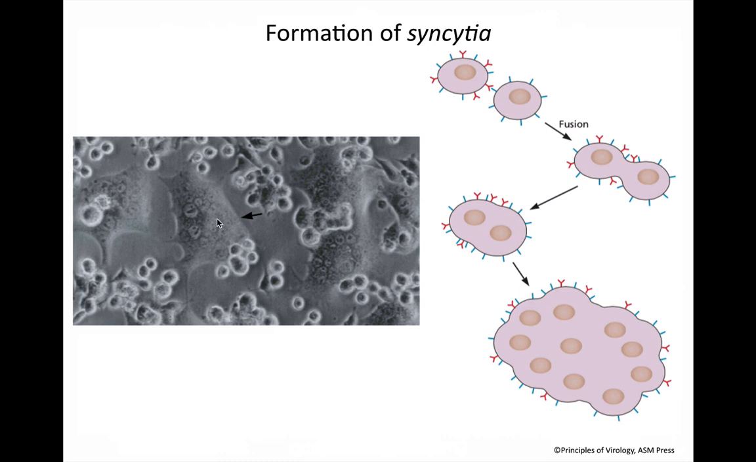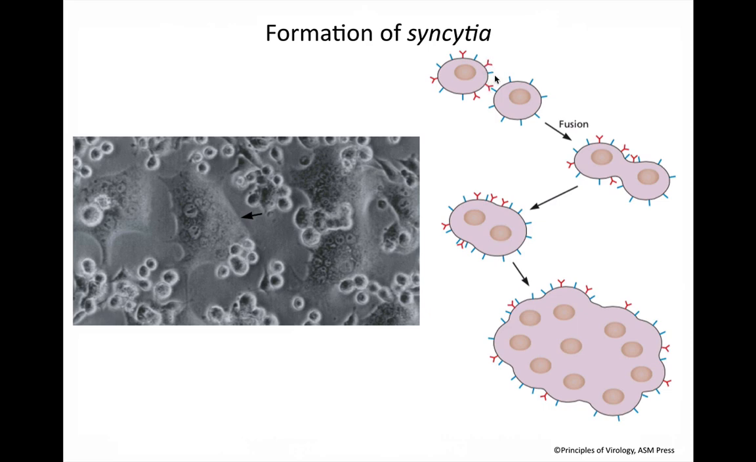Why does this happen? Well, as we'll see later when we talk about the replication cycle in more detail, in many virus-infected cells, the virus replicative cycle results in the production of a receptor binding protein on the surface of the cell, and that's shown by the red Y. The function of that, of course, is to engage in binding to a cell surface receptor. And this is placed on the surface because the way these viruses are produced is by budding, as we'll see later. It's the first step towards making a new virus particle.